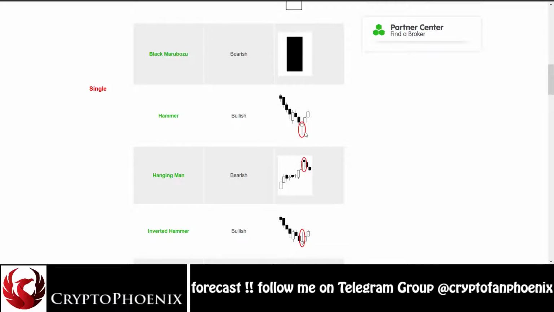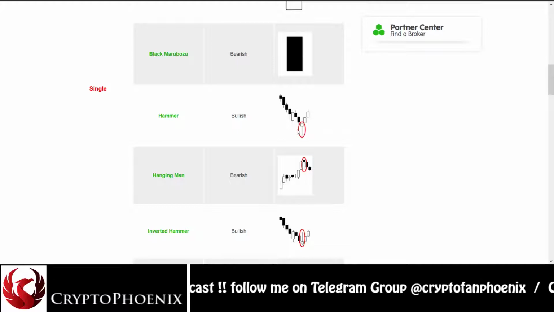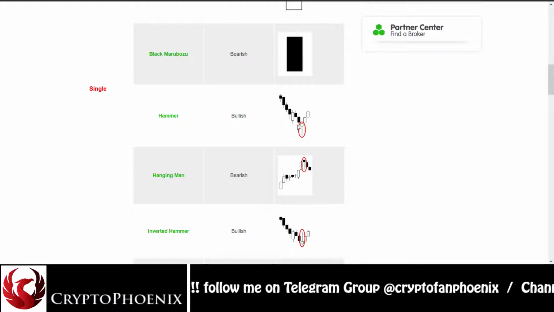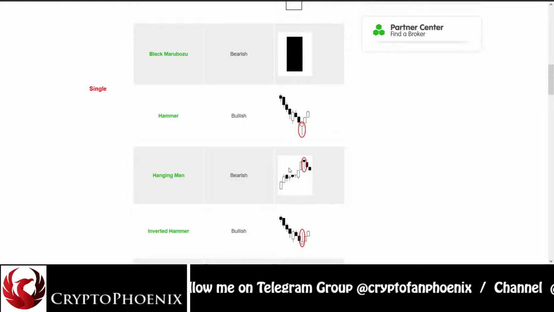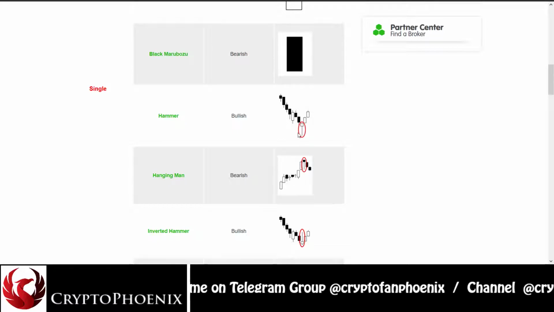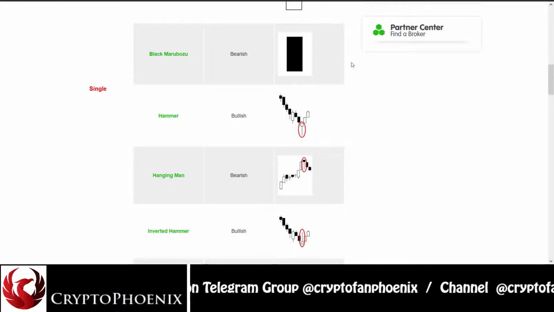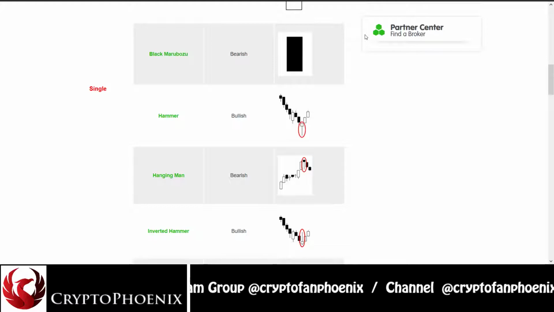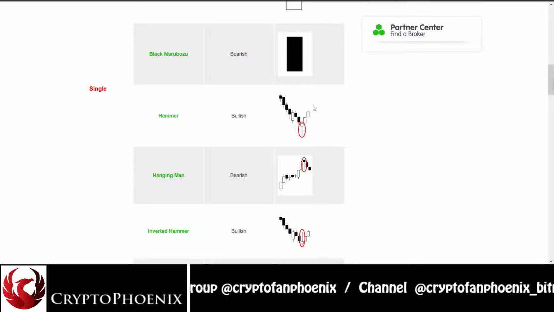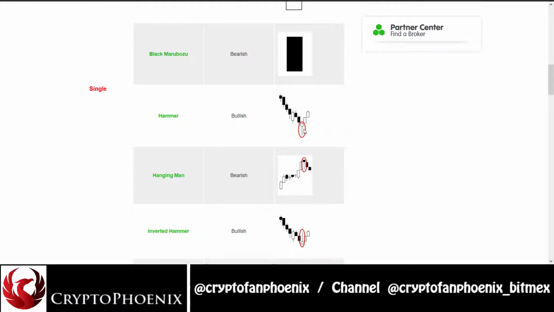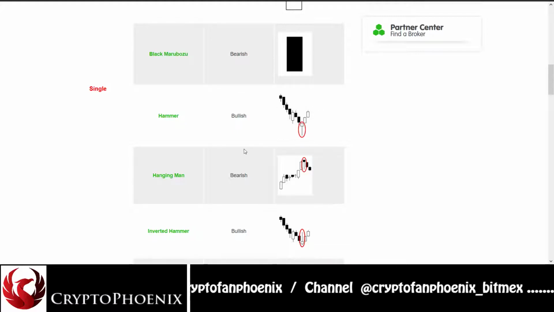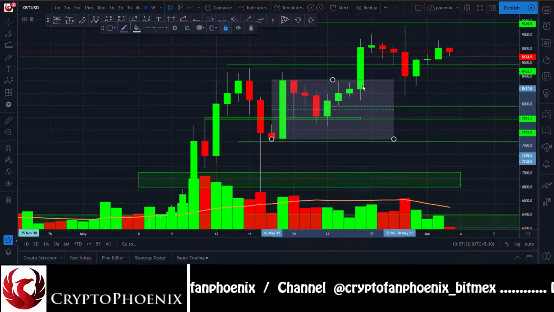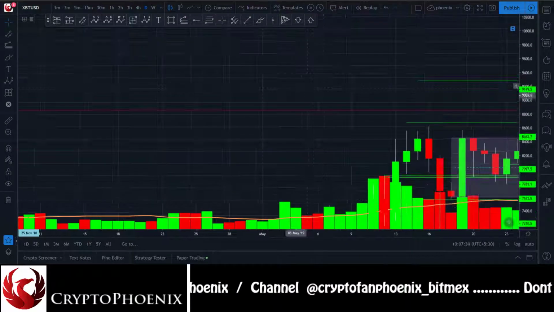Whenever the Thor's hammer comes in, it reverses the trend. So this Thor's hammer is actually reversing your market trend. So whenever the Thor's hammer comes in, the market reverses. So I have shown you the typical example of hammers.